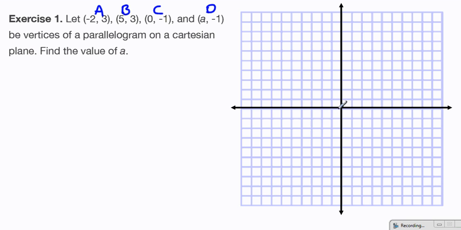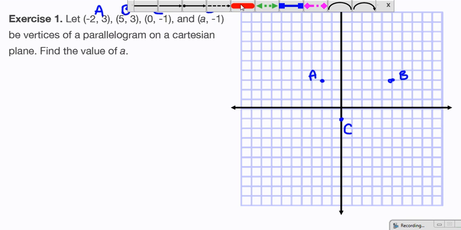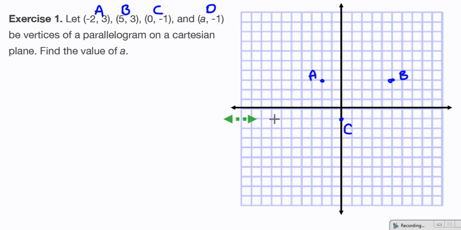So first point, -2, 3, would have been right over here. That would be point A. Point B would have been 5, 3, right over here. C would have been 0, -1. Now, D, we don't know the x value, but the y value would be -1. So, in fact, it would have been along this line somewhere, y equals -1.